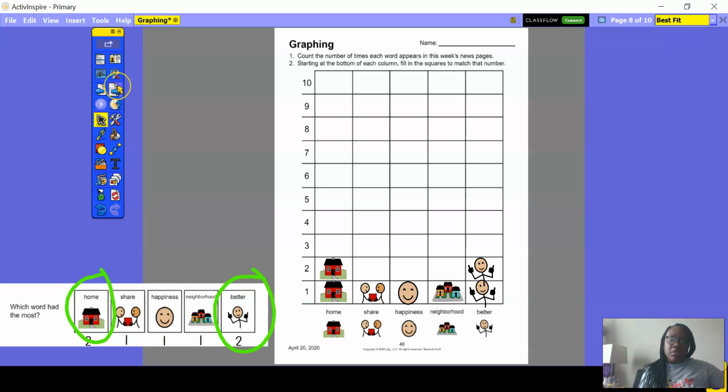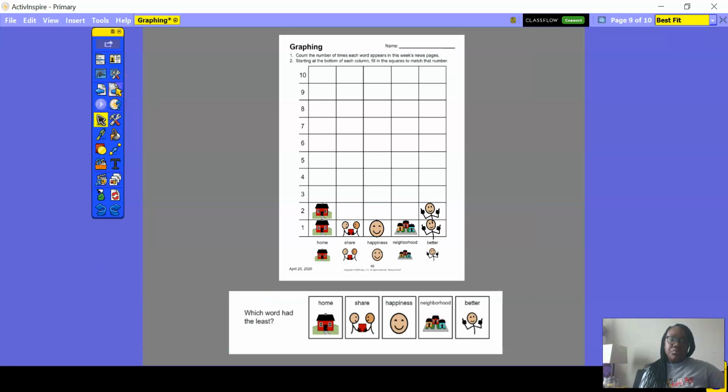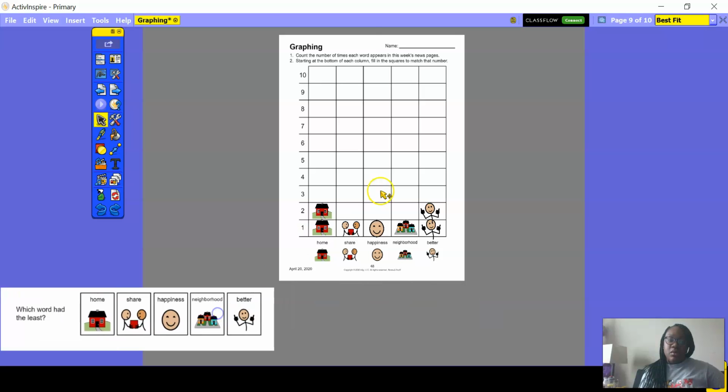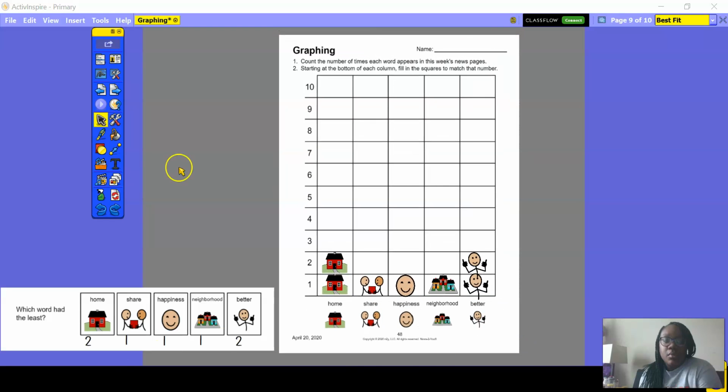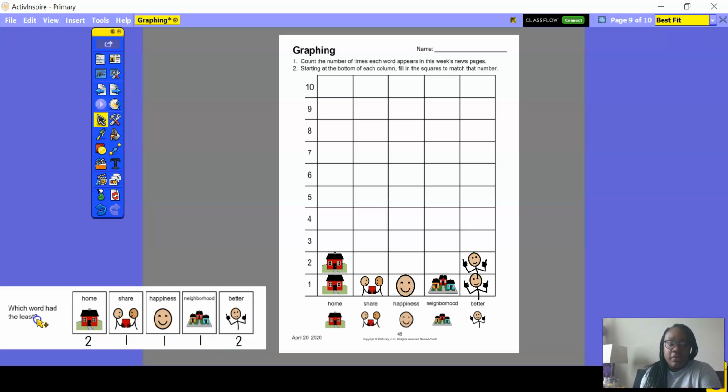All right, let's go to the next question. The next question says, which word had the least? Which word had the least? I'm going to move this over and make this bigger. All right, so remember our question is, which word had the least? And so we just found these numbers on our previous question. So the least means the smallest amount. Small, small, small, poquito.